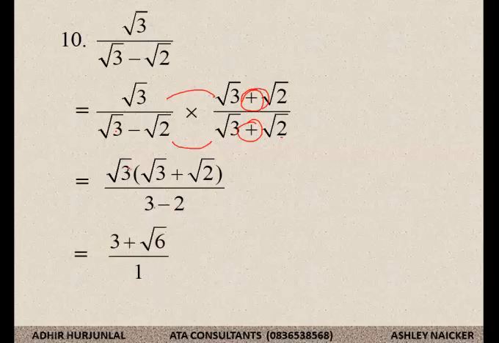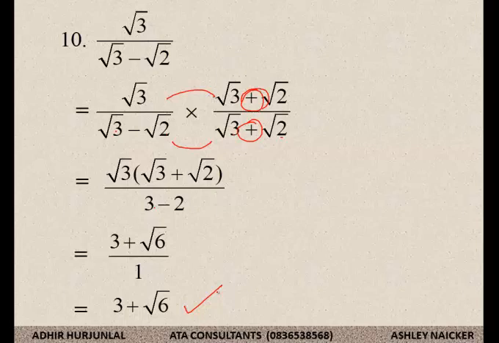I multiply this out. Root 3 times root 3 is 3. Root 3 times root 2 is root 6. And your answer here ultimately is 3 plus root 6. And that is 100% correct. Sorry about that, guys. That is 100% correct. I don't think you should have a problem with these exercises.